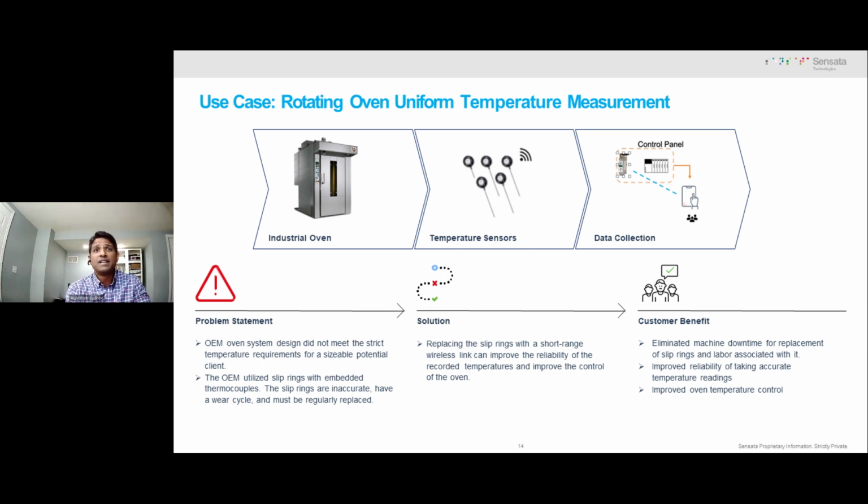The slip rings had typically been linked with thermocouples inside the rotating ovens, so they can give the information to the temperature controller. Replacing these slip rings with a short-range wireless link could improve the reliability of the temperature measurement and the control of the oven, and also allow multiple in-process product temperatures to be monitored.